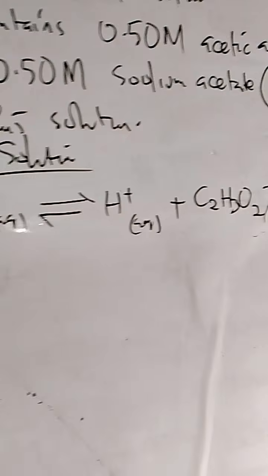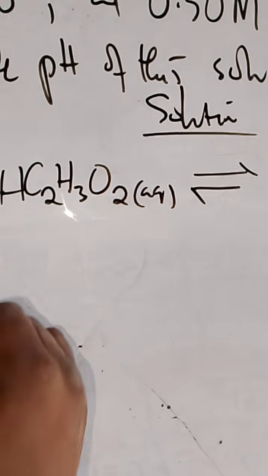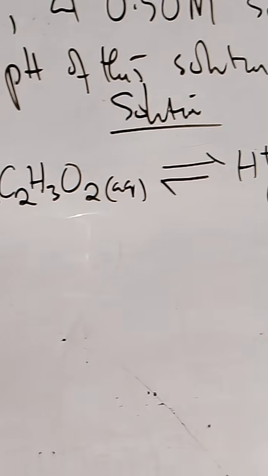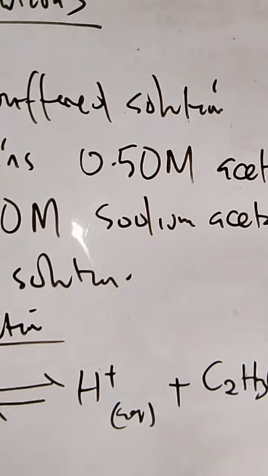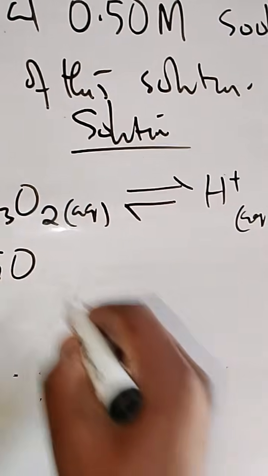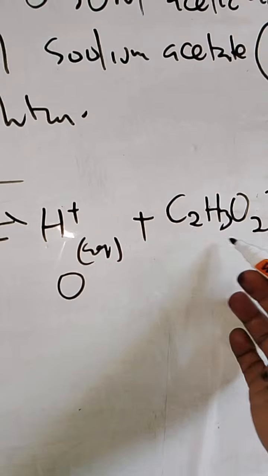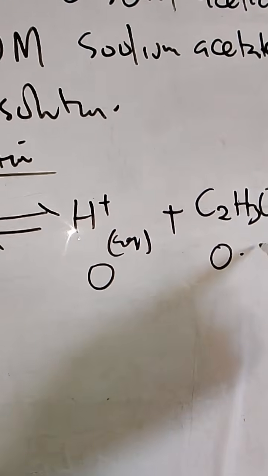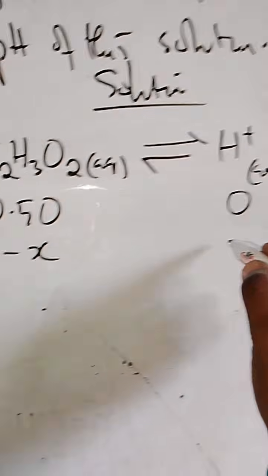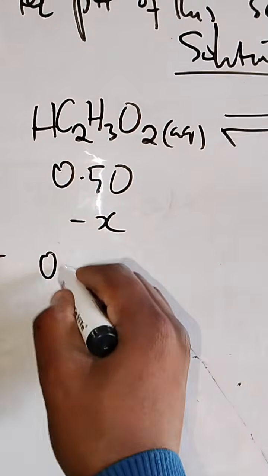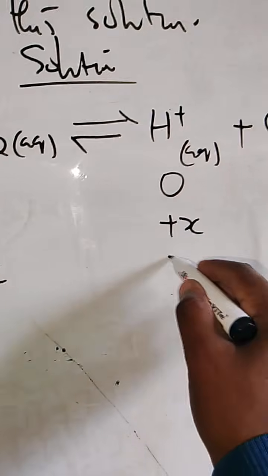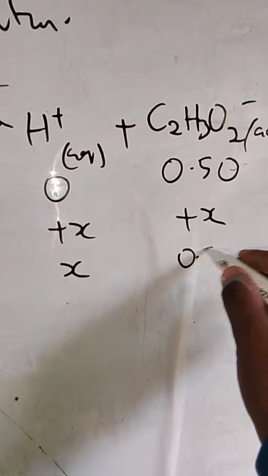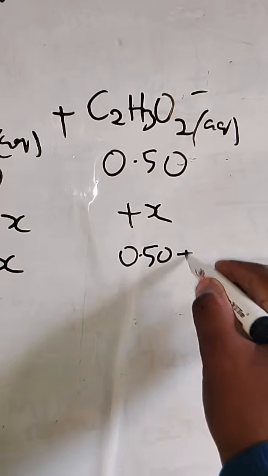So we can use the ICE table. Okay, so the initial concentration of the acid is given 0.5, hydrogen 0. For the conjugate base is also 0.50. Okay, so change minus x, plus x, plus x. Equilibrium: 0.50 minus x, x, 0.50 plus x. Okay, so this is the ICE table.